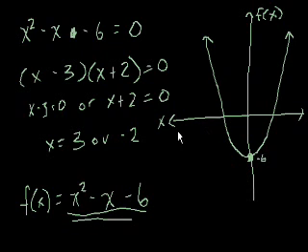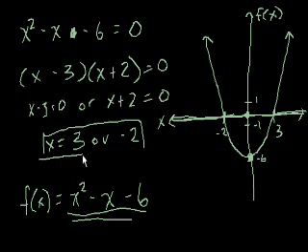And I know that when f of x is equal to 0, that's along the x-axis, right? Because this is 1, this is 0, this is negative 1. So this is where f of x is equal to 0 along this x-axis. And we know it equals 0 at the points x is equal to 3 and x is equal to minus 2. That's actually what we solved here.